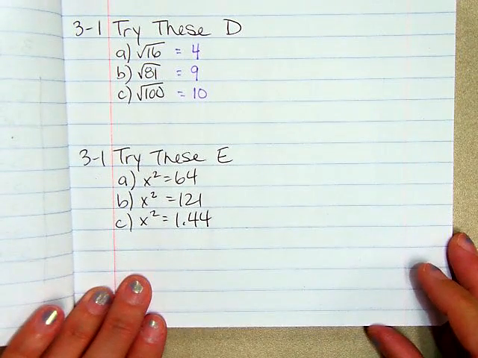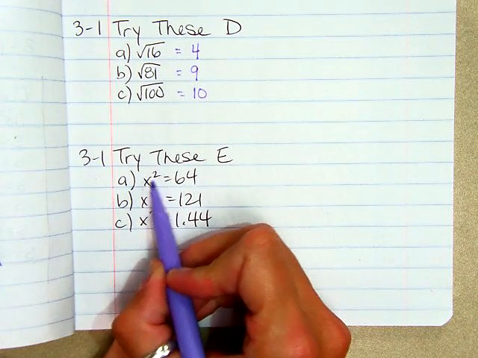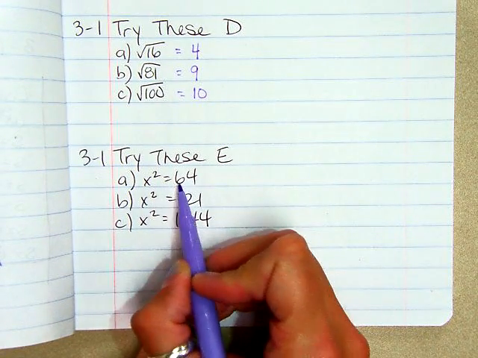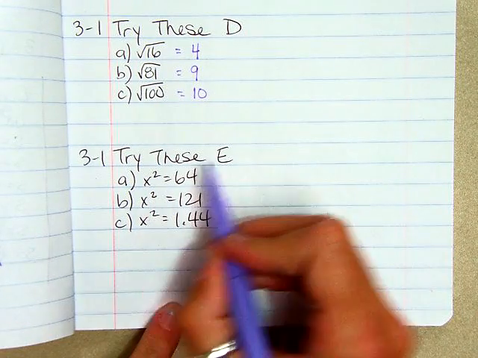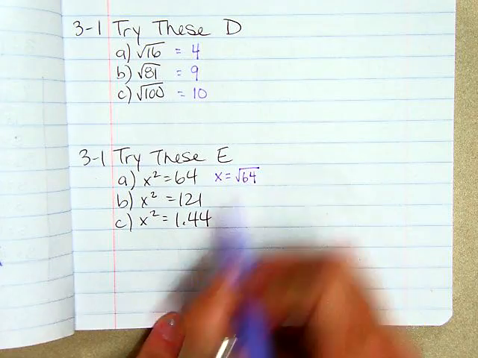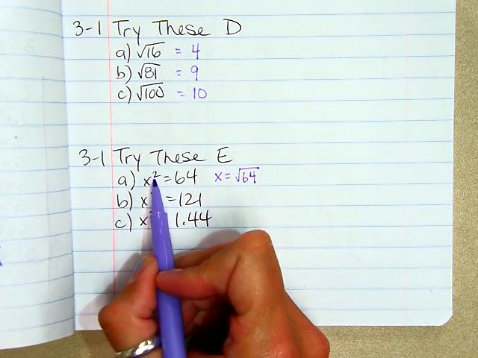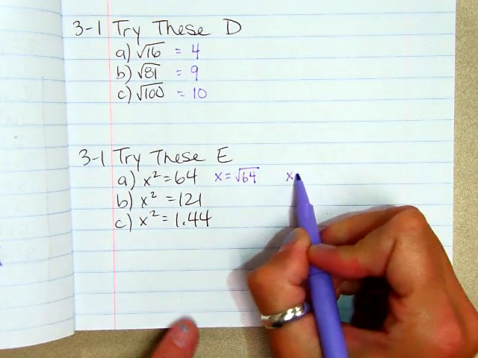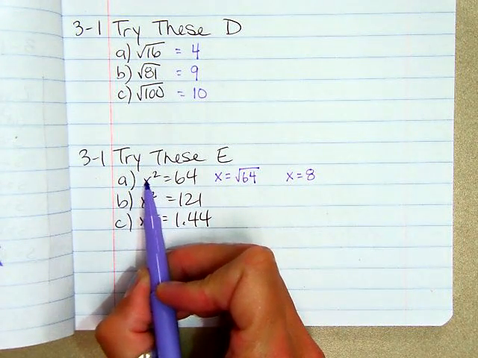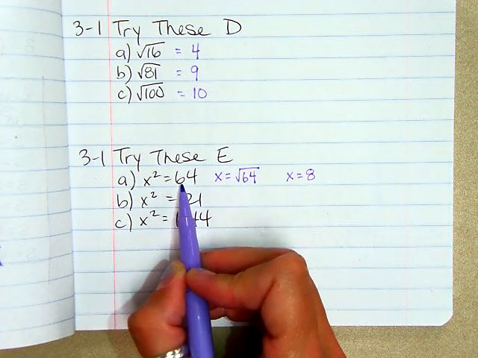Last but not least are the try these, letter E. So here we have a number that is squared. So something times something equals 64. So if you remember, that is x equals the square root of 64. Because I'm undoing the square. The opposite of square is square root. So x equals 8. Right? So if I plug in an 8 for x, 8 times 8 is 64. So I can do a substitution to make sure it's right.